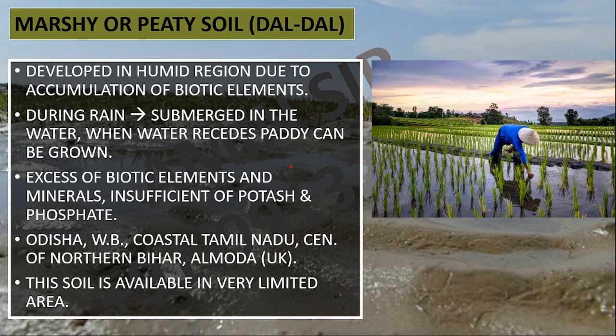It has an excess of biotic elements and minerals, and insufficient potash and phosphate. There are lots of biotic elements available in this land, and it has insufficient potash and phosphate. This kind of peaty soil is found in Odisha, West Bengal, coastal Tamil Nadu, central North Bihar and Almora, that is in Uttarakhand. This soil is available in a very limited area.